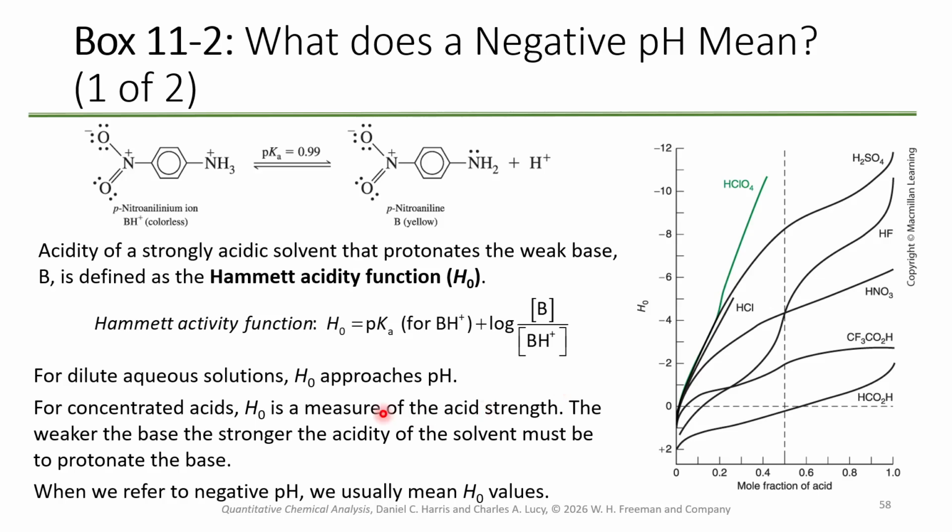For dilute aqueous solutions, your H0 is going to approach the pH. When you have more concentrated acids, the H0 is going to measure the acid strength instead. So the weaker the base, the stronger the acidity of the solvent must be to protonate the base. When we refer to negative pHs, we actually mean H0 values. The negative pHs wouldn't actually exist in our typical pH scales. We need concentrations that would be outside of their usual activities.